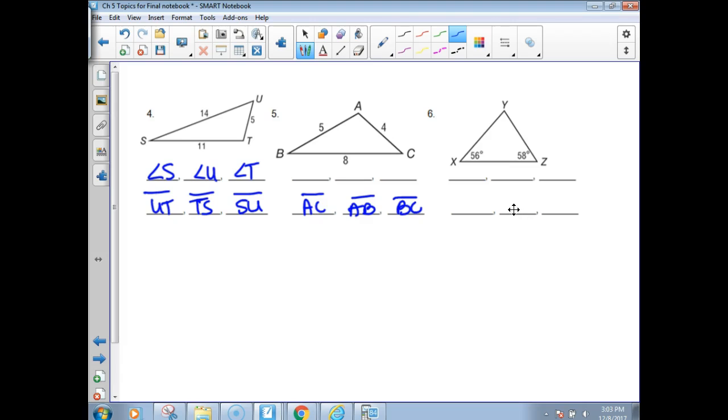And then check it. I went with the sides first since they gave them. And then the angles. Okay, any questions about 5?